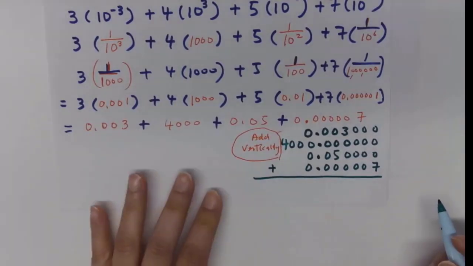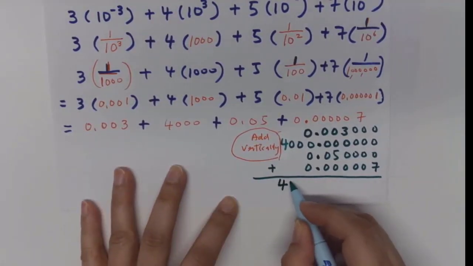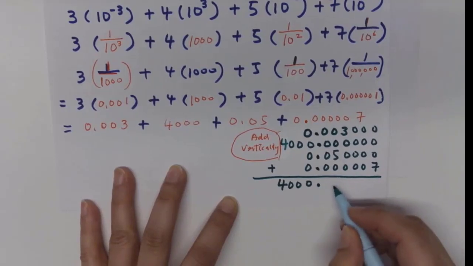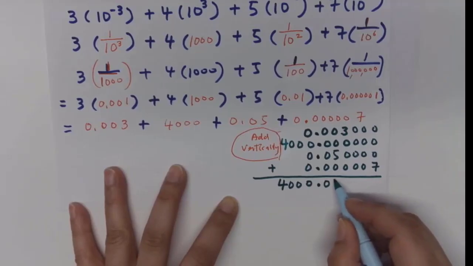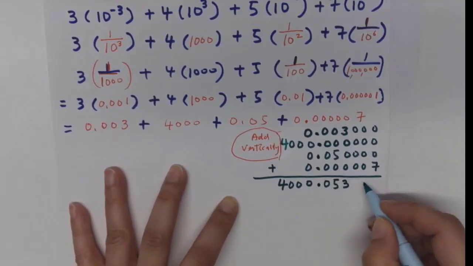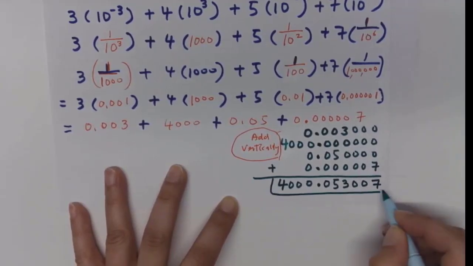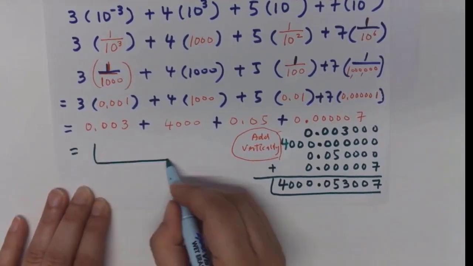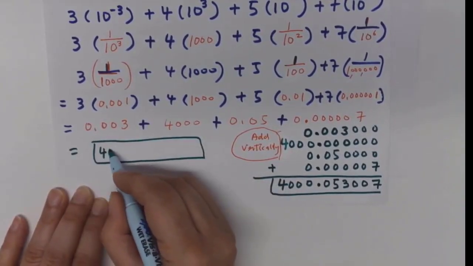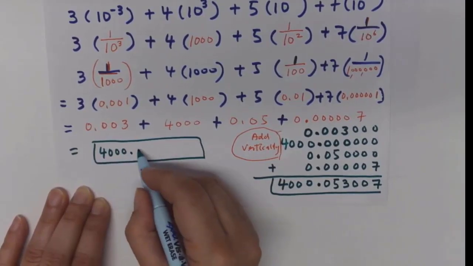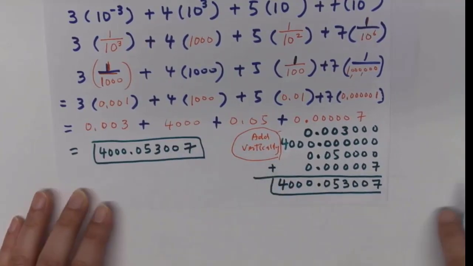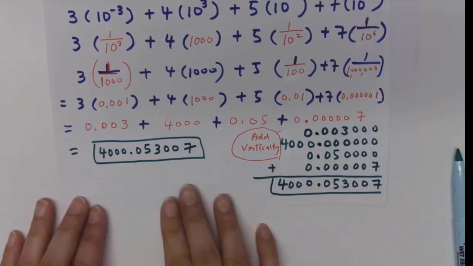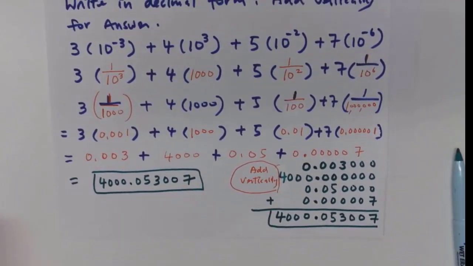The whole number part will be 4,000 decimal point. The first part on the tenths we have 0 and then 5, 3, 0, 0, 7. So that's your answer here. So we write the final answer is 4,000.05307. Is that okay? So this one is a little bit complex. Make sure you practice it.